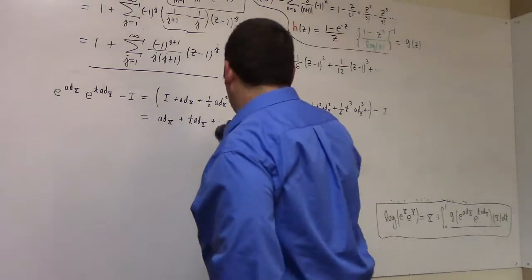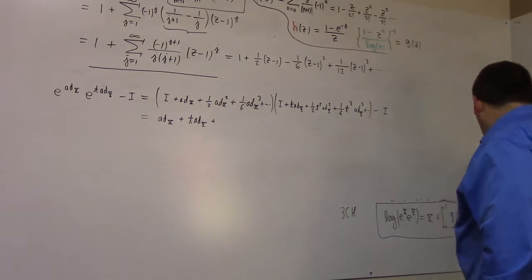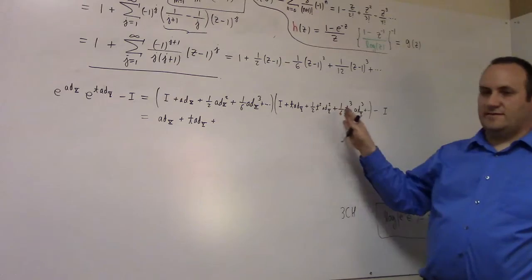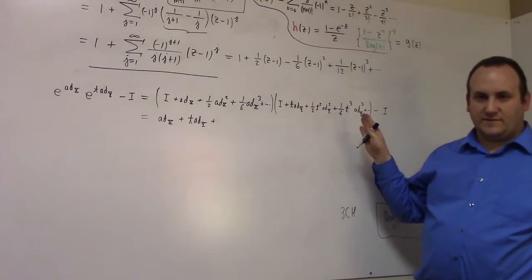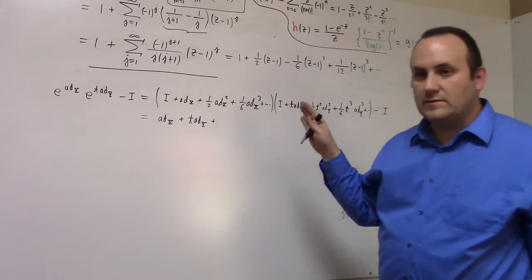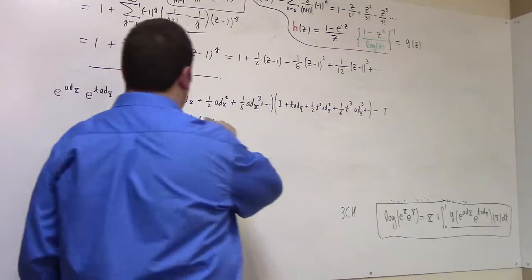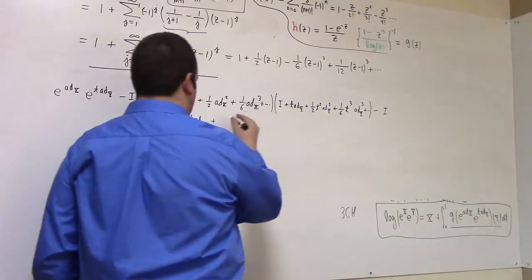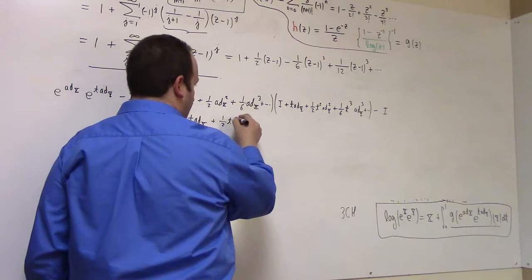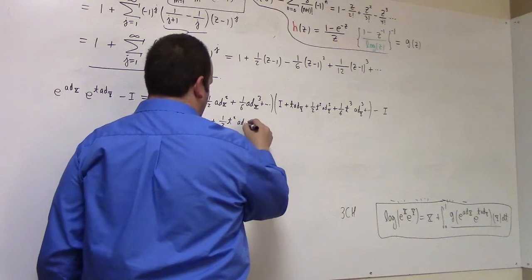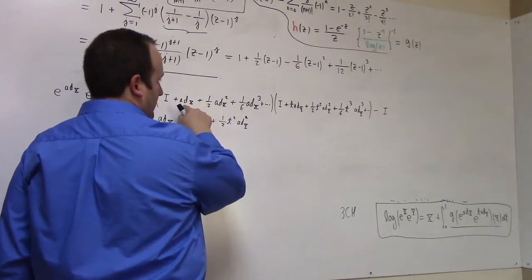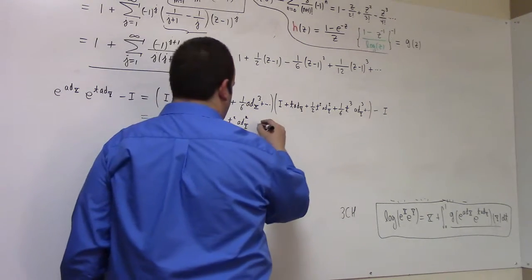I'm going to go from here across until I exhaust possible products that are of quadratic order in the adjoints. There it is, 1/2 t squared ad y squared. And then this over here.